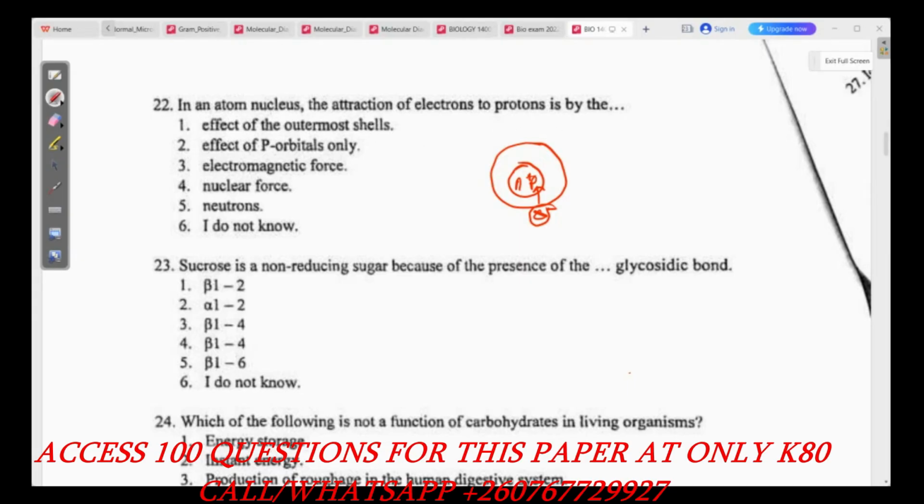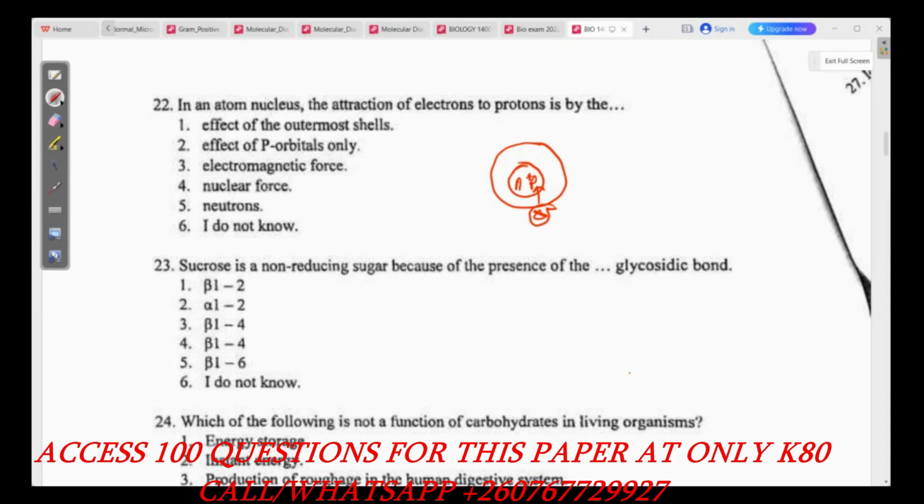So this attraction of electrons to protons is by the effect of the outermost shells. 2, the effect of the p orbitals only. No, because some atoms do not even have p orbitals. A good example is hydrogen. So we can't say the effect of the p orbitals only.